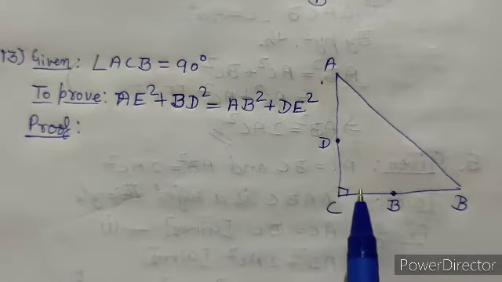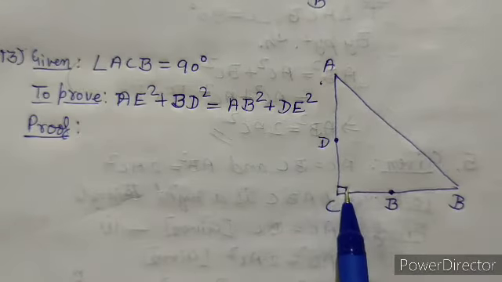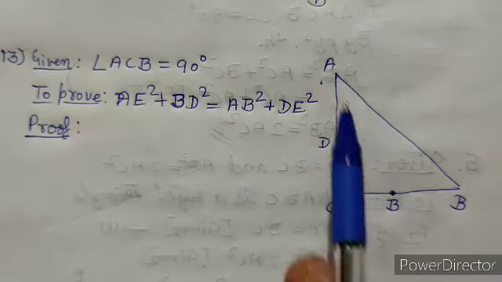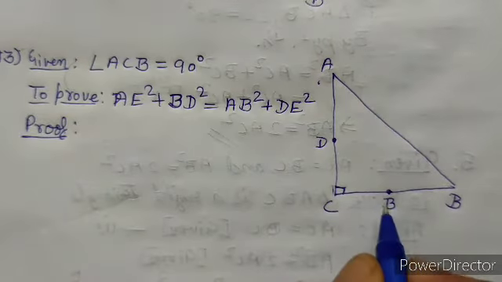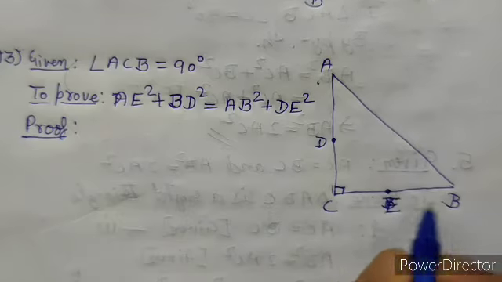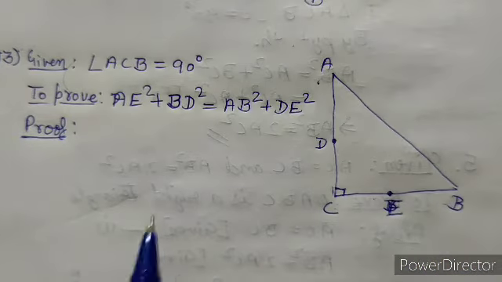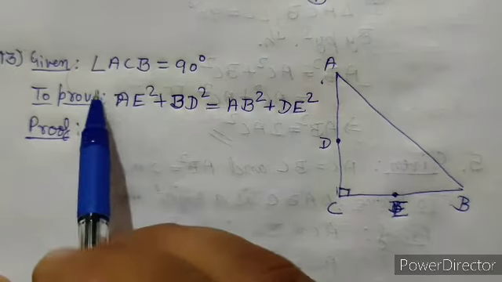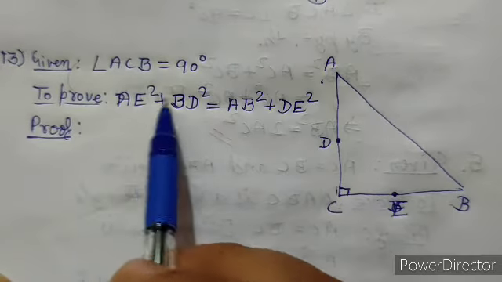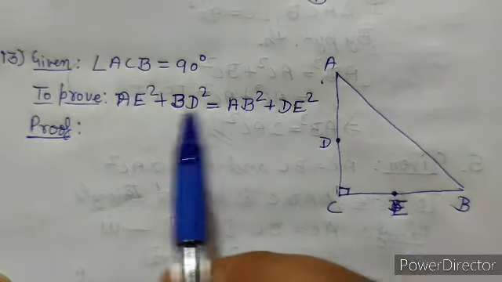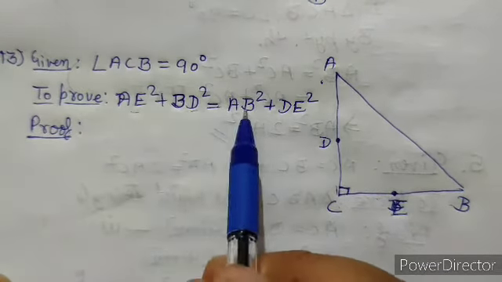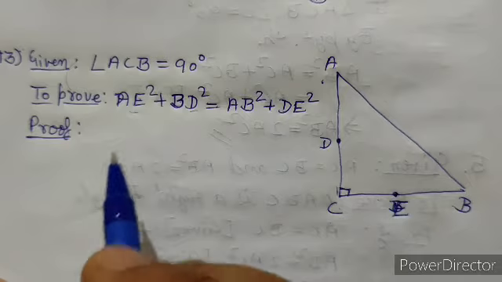Now triangle ABC is right angled at C and D is a point on CA and E is a point on BC of the triangle. Now we have to prove that AE square plus BD square equal to AB square plus DE square. Now we will find all these four separately by using Pythagoras theorem.